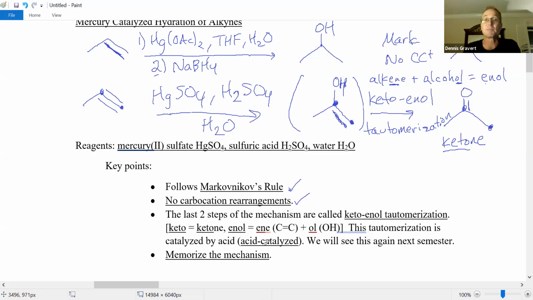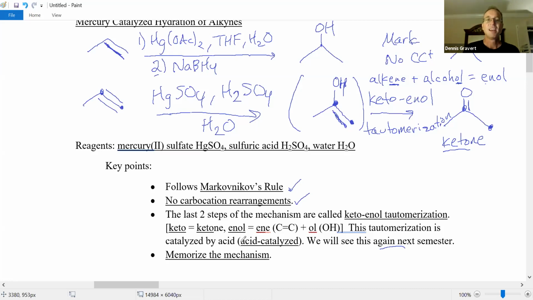Tautomerization is catalyzed by acid. So next semester, we're going to see two ways to do the mechanism of keto-enol tautomerization. One is going to be assisted by acid. The other one's going to be assisted by base. Why is this one acid catalyzed? Oh, because sulfuric acid is one of the reagents.